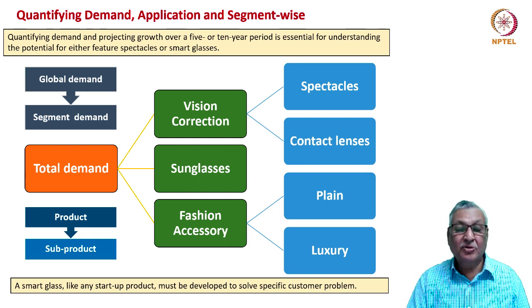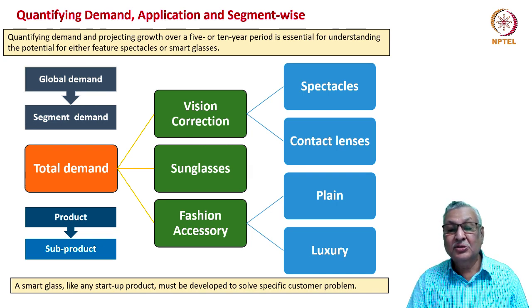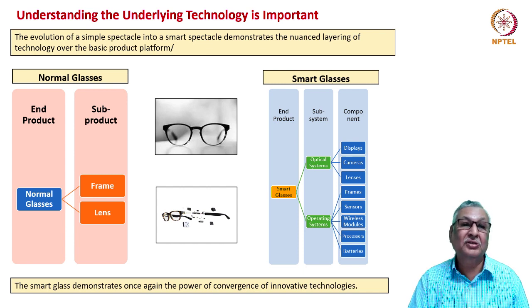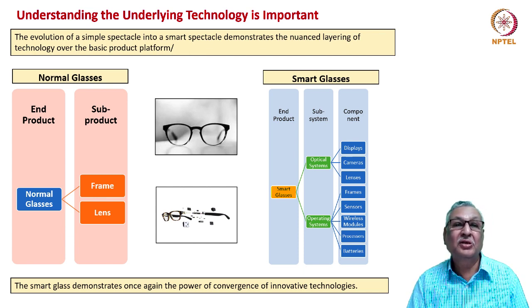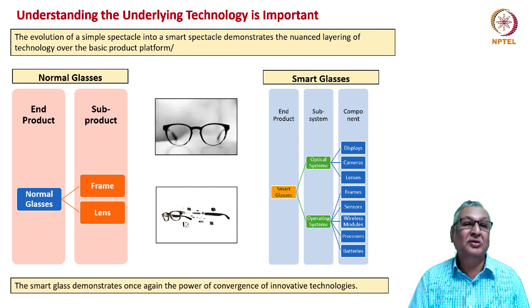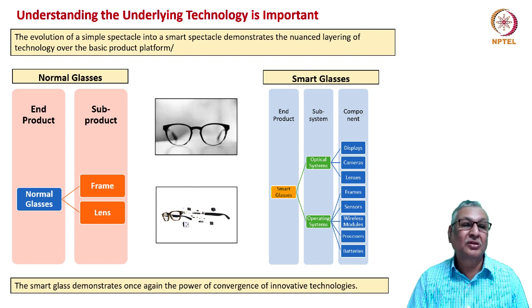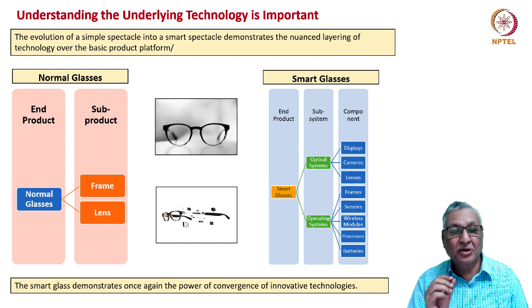A smart glass, like any startup product, must be developed to solve specific customer problem. There is no point in giving an architecture which is for vision correction for someone who wants to be taking spectacle for fashion accessory. So while the product has to be disruptive, unless you understand the underlying technology, you would not be able to implement it as a disruptive technology. The evolution of a simple spectacle into a smart spectacle demonstrates the nuanced layering of technology over the basic product platform. Normal glasses have only two components: the end product, which is the complete spectacle, which comprises the sub-product, namely the frame and the lens.